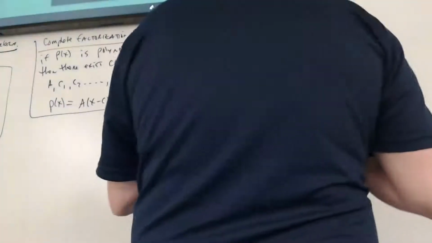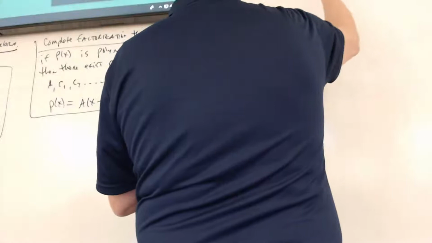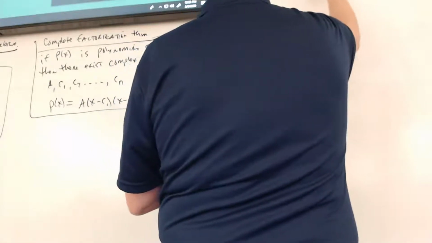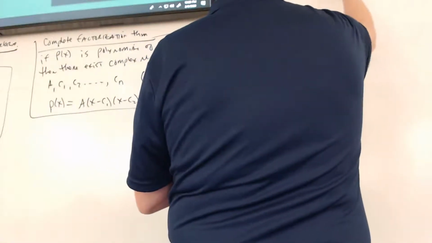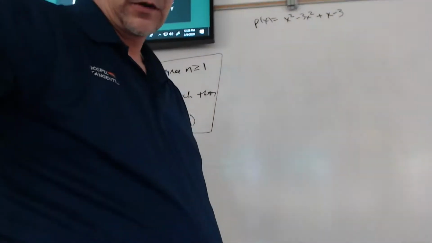Okay? So if I have p of x equals x squared minus 3x squared plus x minus 3.